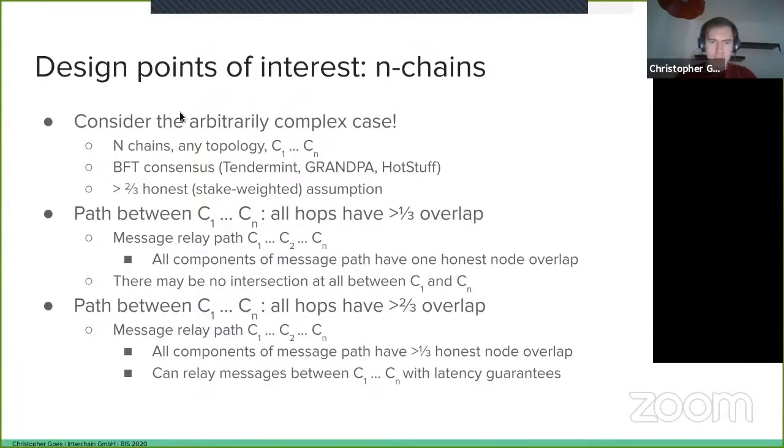And analogously, if we have all hops having at least 2/3 overlap, then we know that all components of the message path have at least 1/3 honest node overlap. And we can relay messages between C1 through Cn with these kinds of latency guarantees. Again, because even though C1 and Cn at this point might not have any nodes in common at all in their validator sets, as long as all of the individual hops have at least 2/3 nodes in common, then we can provide a latency guarantee for each hop and add them together to get a latency guarantee for the whole message passing route.